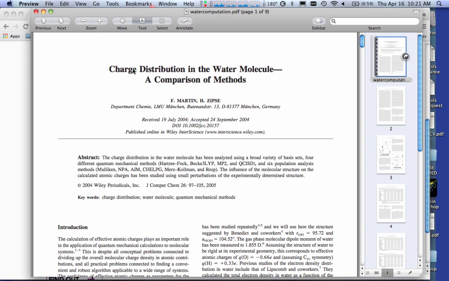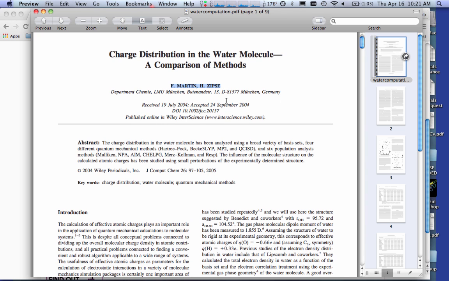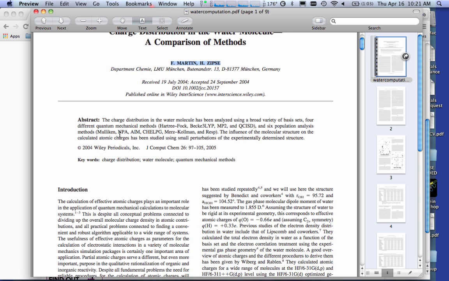Again, it's in the Journal of Computational Chemistry. There's my title. I don't know these guys, Martin and Zipse. One of the things that I do is I look at who the authors are, because I want to know, are these people that I know? Do I know their work? Are these people that I trust?